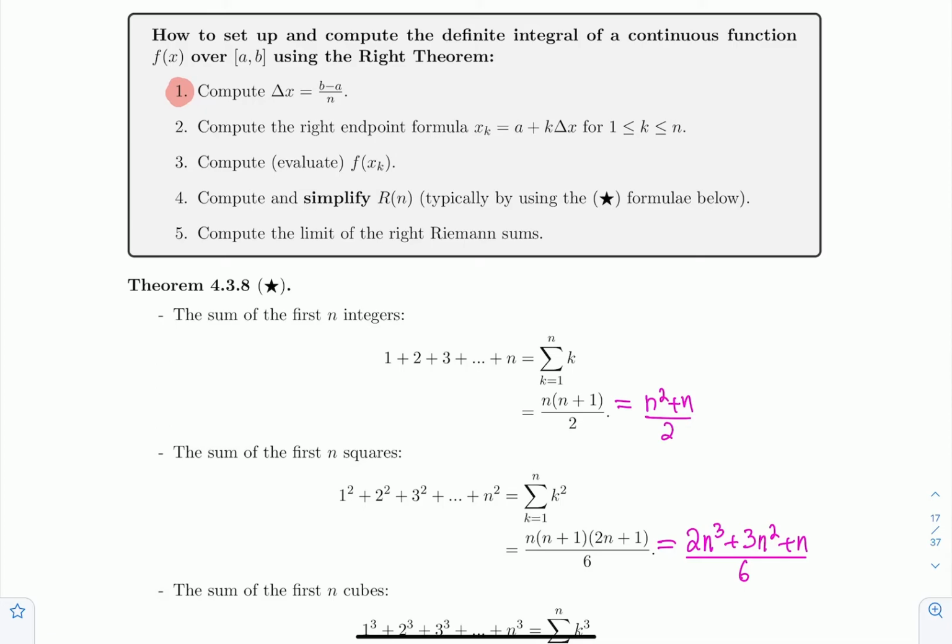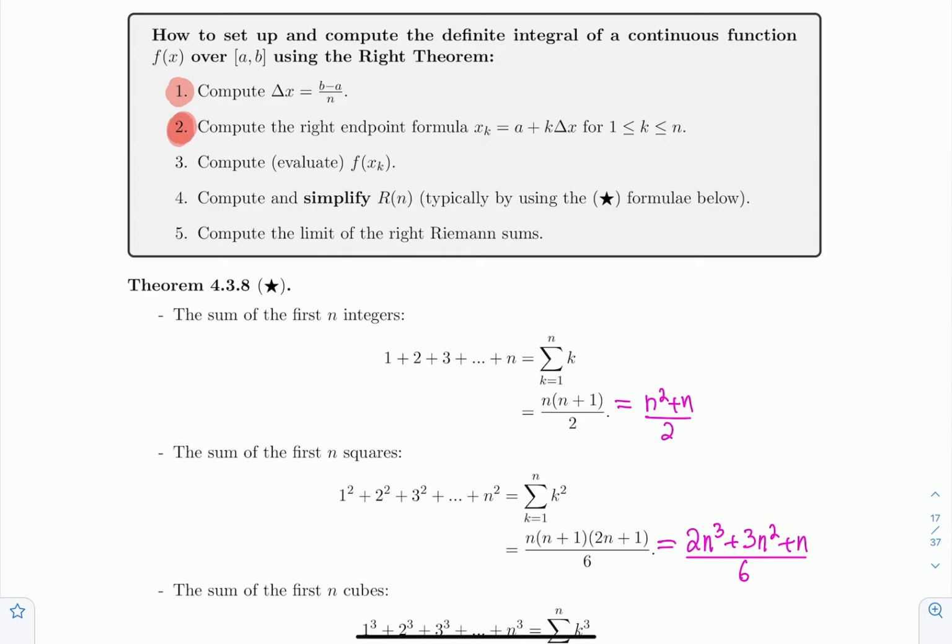Instead of doing it for 4 or 5, like we did before with a specific number, you need to do it in general for n rectangles, because now we want to understand and study what happens when the number of rectangles gets bigger and bigger. So first you compute the width of those n rectangles. Delta x will always be b minus a divided by n. Then for all those subintervals, we're going to compute the endpoints, because we're going to use the right Riemann sum.